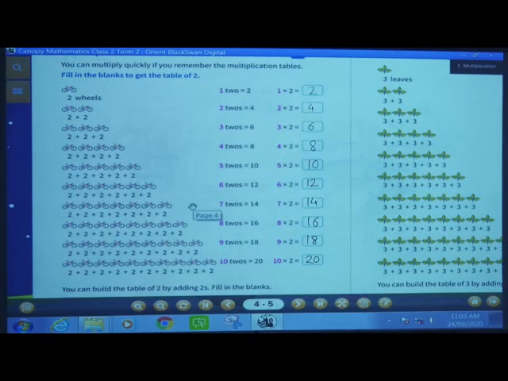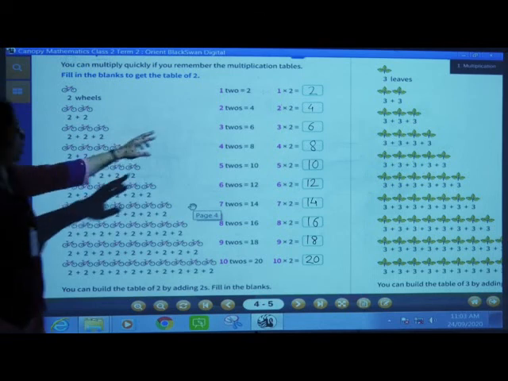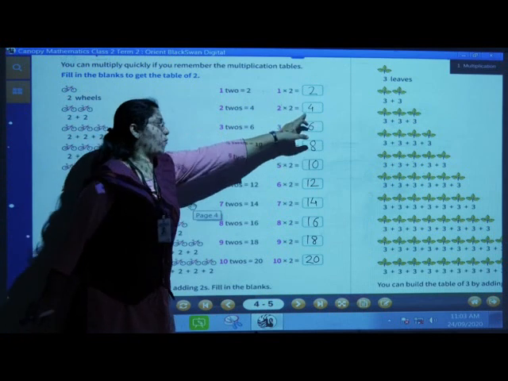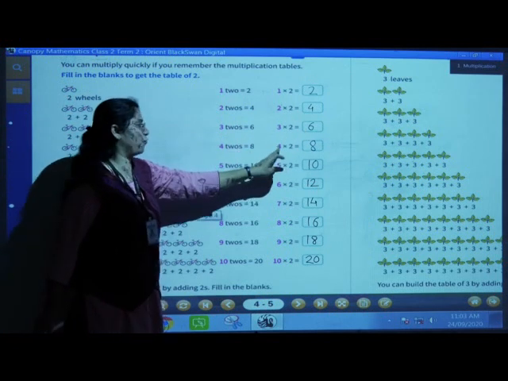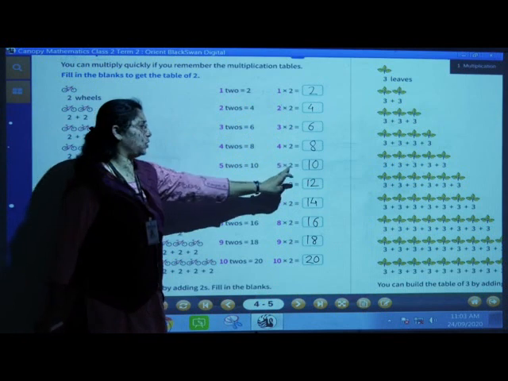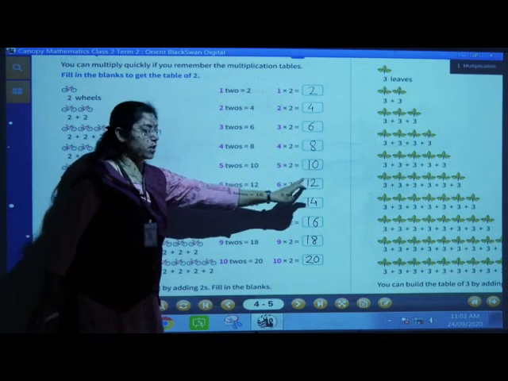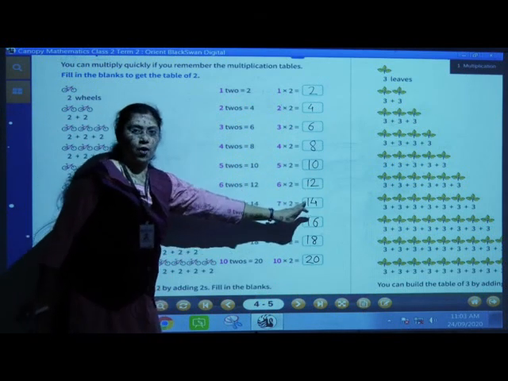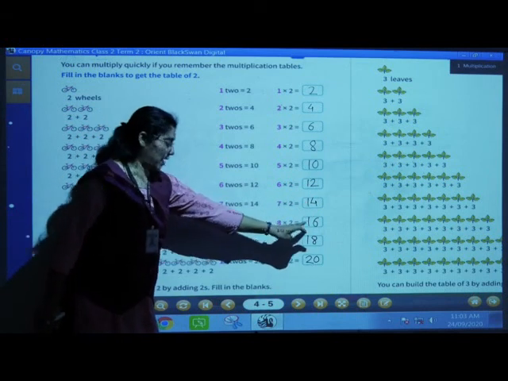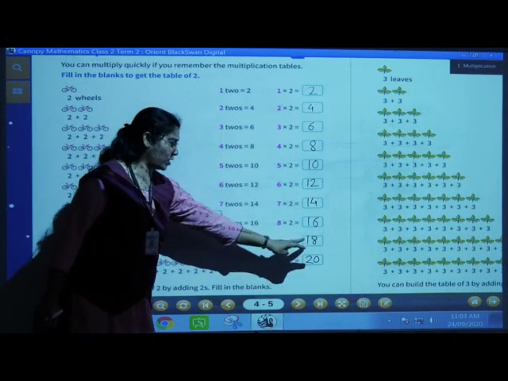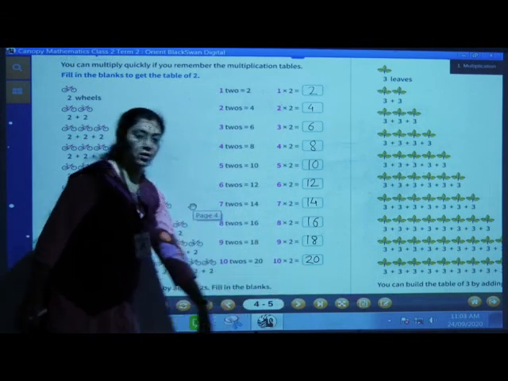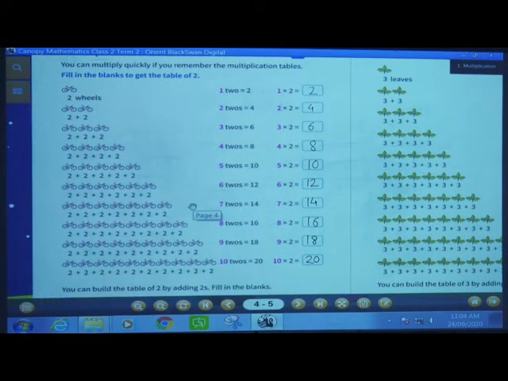So we have got the table of 2. See, 1 two is 2, 2 twos are 4, 3 twos are 6, 4 twos are 8, 5 twos are 10, 6 twos are 12, 7 twos are 14, 8 twos are 16, 9 twos are 18, 10 twos are 20. Finish. Now next.